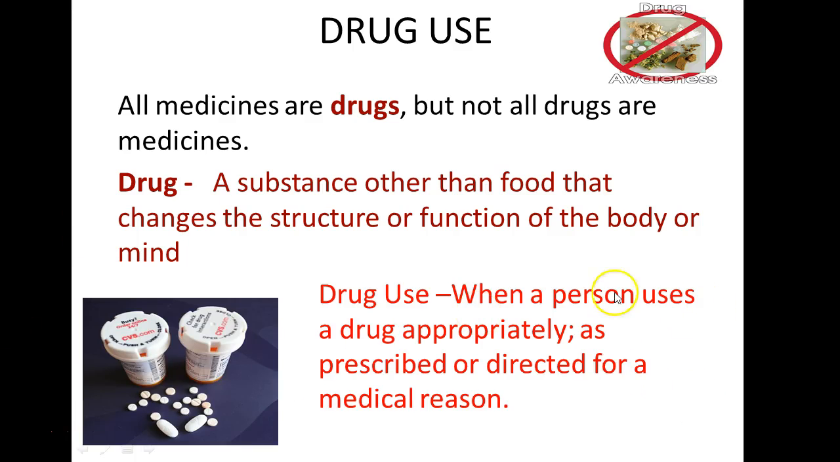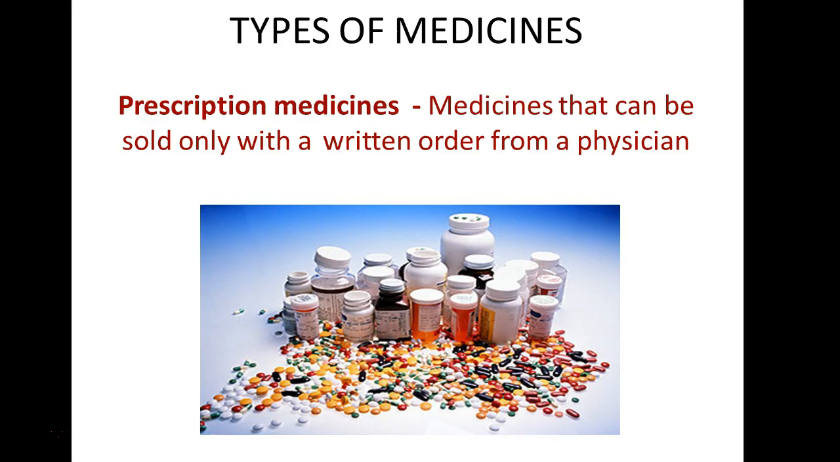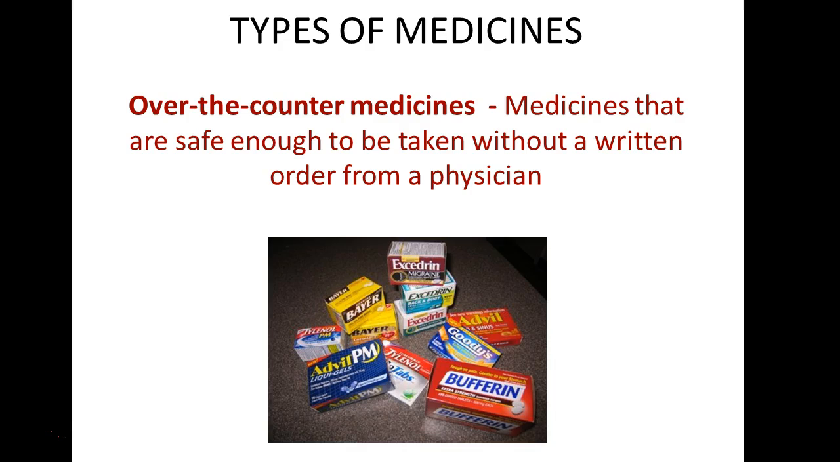Here is your definition for drug use: when a person uses a drug appropriately, as it is prescribed or directed by their doctor for a specific medical reason. We have two different kinds of medicines that we talk about, prescriptions and over-the-counters. Prescription medicines are sold only from a written order from your doctor or physician. It says how much, when to take it, how to take it, for what duration of time, and it's very, very specific. Over-the-counter medicines are safe enough to be taken without those very specific orders from a physician, but you should still understand that those are medicines and they can have adverse side effects.